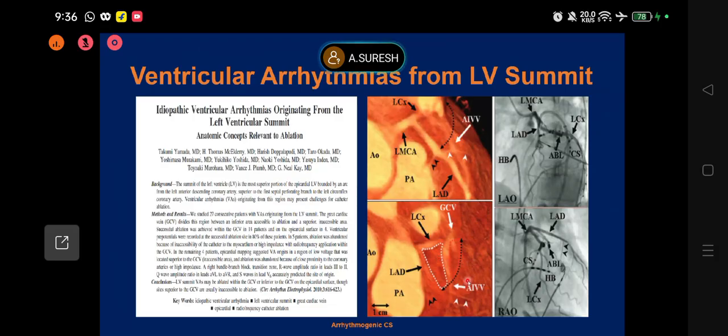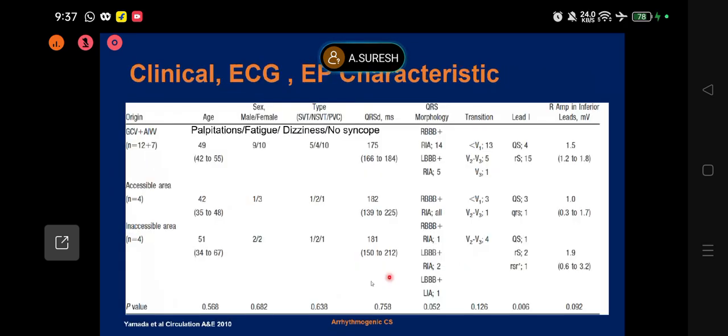The accessible area can be accessed via the epicardial venous system, either in the GCV or in the AIV, the anterior vein, which runs parallel to the LAD. So this is the summit area. The study by Yamada et al. showed that this subset of patients had palpitations, fatigue, and dizziness, but no syncope. All the accessible area patients had RBB, and inaccessible area patients had LBB and right inferior axis.